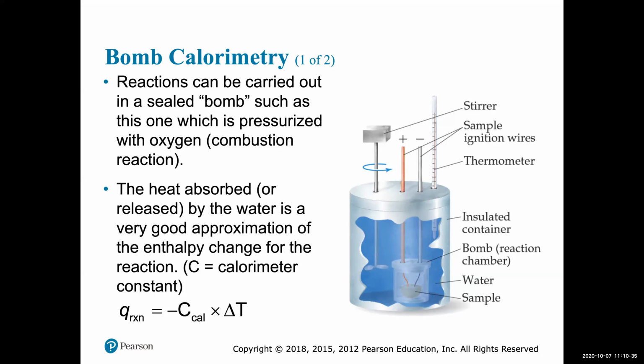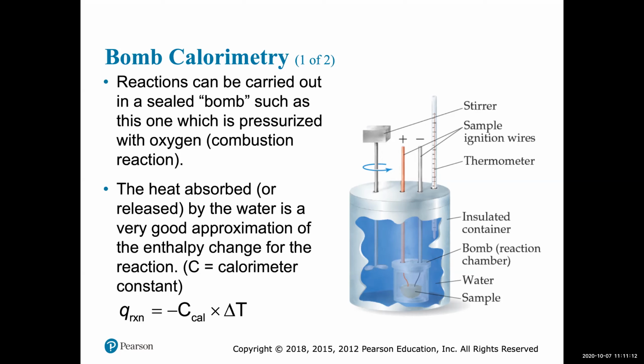And so what you see here is a little reaction chamber. It has ignition wires to it. You put your sample in. There's oxygen in that chamber so that it will combust, and you basically blow the sample up. You're measuring the temperature of the water that's surrounding that, and you get a before and after, and that's your delta T value.